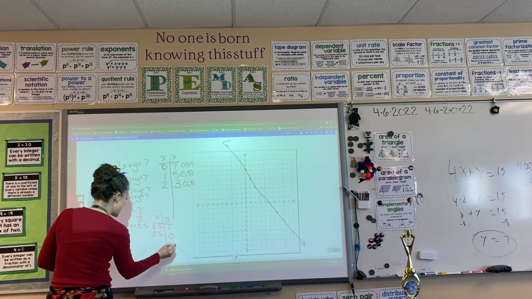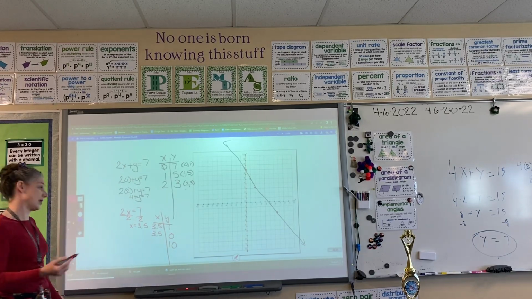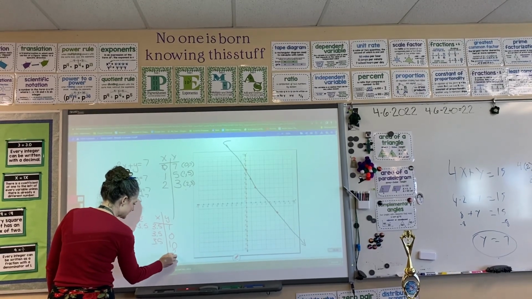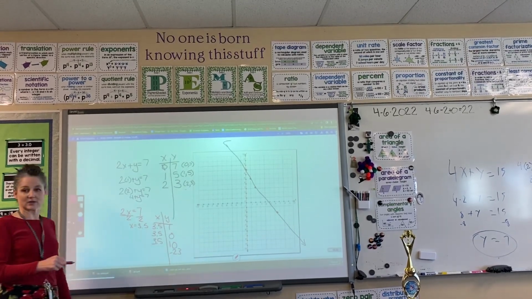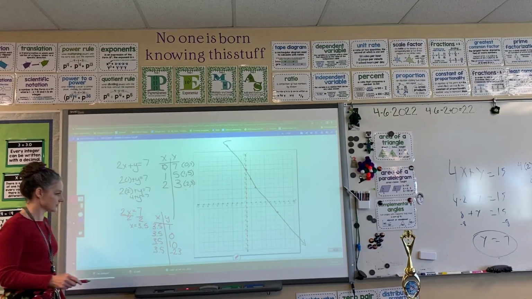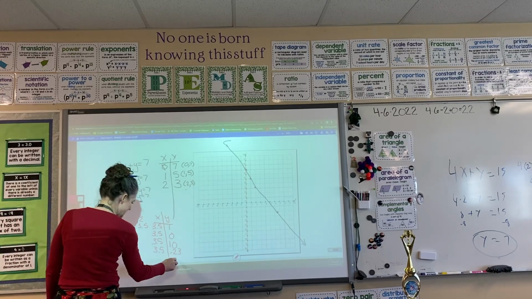What if y is 10? What does x equal? 3.5. What if y is negative 23? What does x equal? 3.5. You guys seeing the trend here? If y was infinity, x would equal 3.5. What if y is infinity minus 1? X is 3.5.